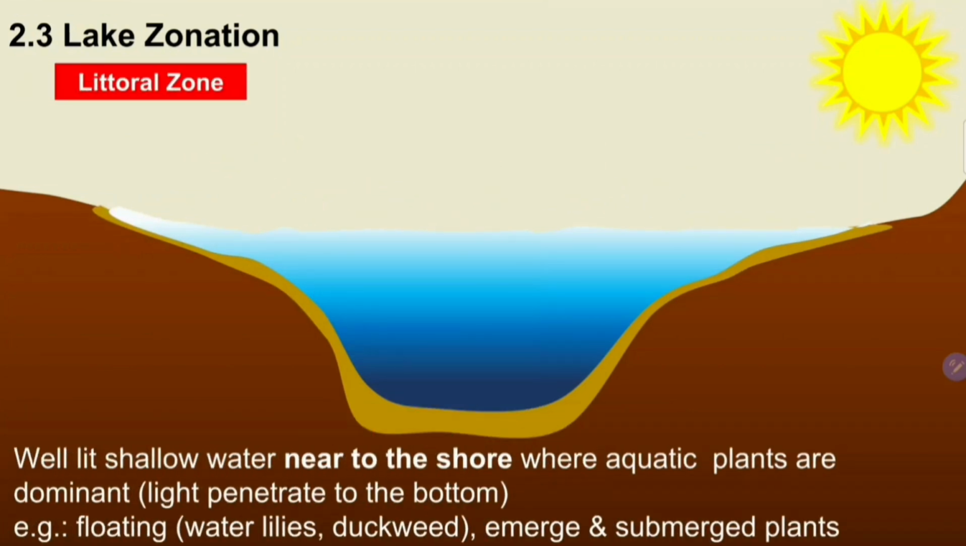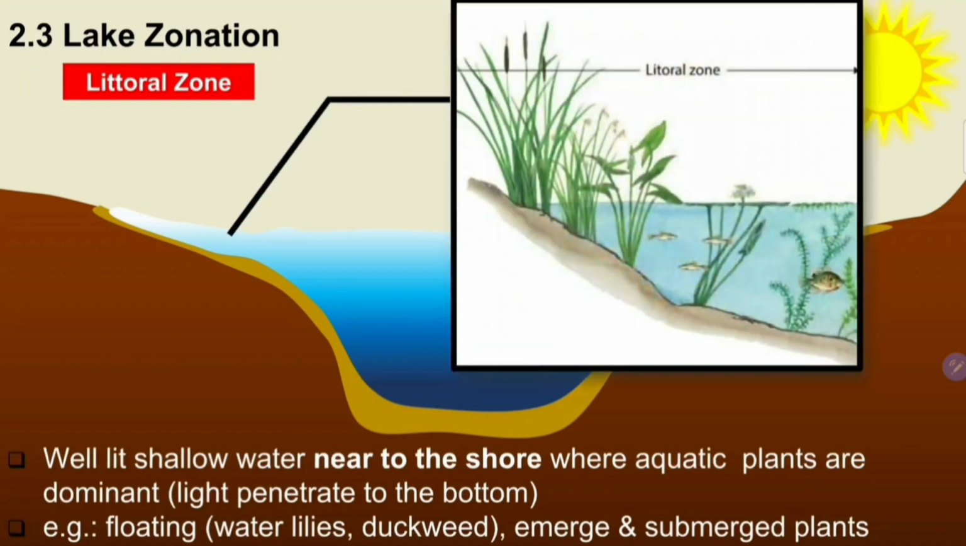Littoral is the shallow water near to the shore where aquatic plants are dominant. Kenapa? Because in this region, light is able to penetrate until the bottom of the lake. So in terms of plant, kat sini kita akan jumpa banyak plant such as water lilies ataupun duckweed. So these are the floating plants.